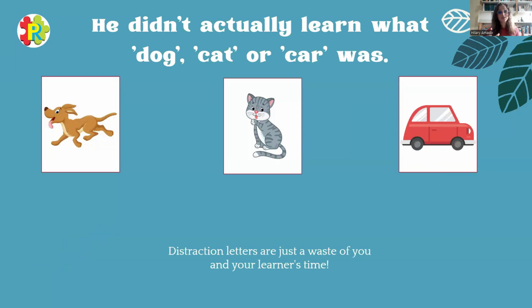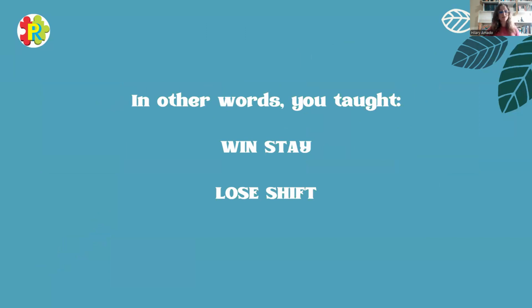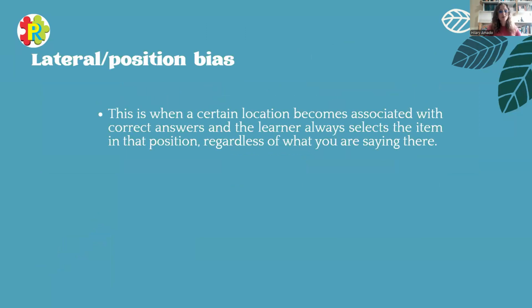So I really want to emphasize, distractor cards are just a waste of you and your learner's time. Basically, you taught the learner win, stay, lose, shift. Okay. So what are some other common errors?